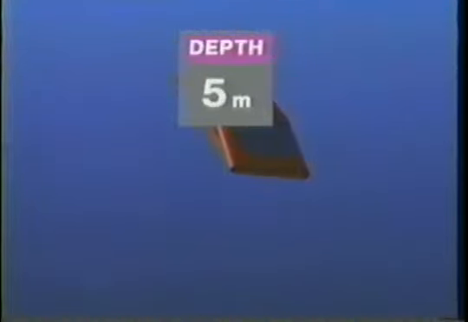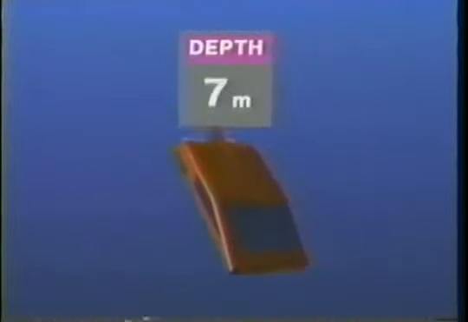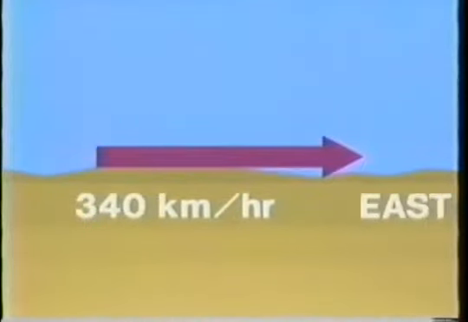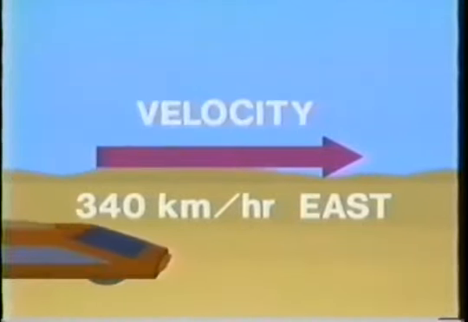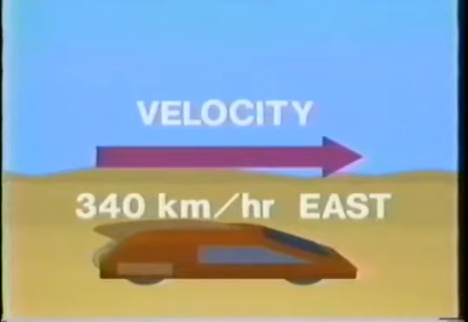Magnitude and direction together make up a vector. For example, speed is 340 kilometers per hour. But the magnitude, speed, together with direction, gives us a vector called velocity. In this case, velocity is 340 kilometers per hour east. When you pay attention to direction, you can make a splash without getting wet.